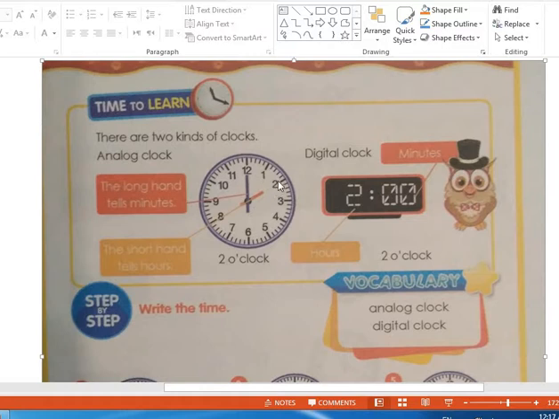Okay, when I ask you what time is it here, I look at the short hand and say it's 2 o'clock. When the long hand goes to the number 12, it's 2 o'clock. Here I have a digital clock. This first number gives me the hours, and here it gives me the minutes.